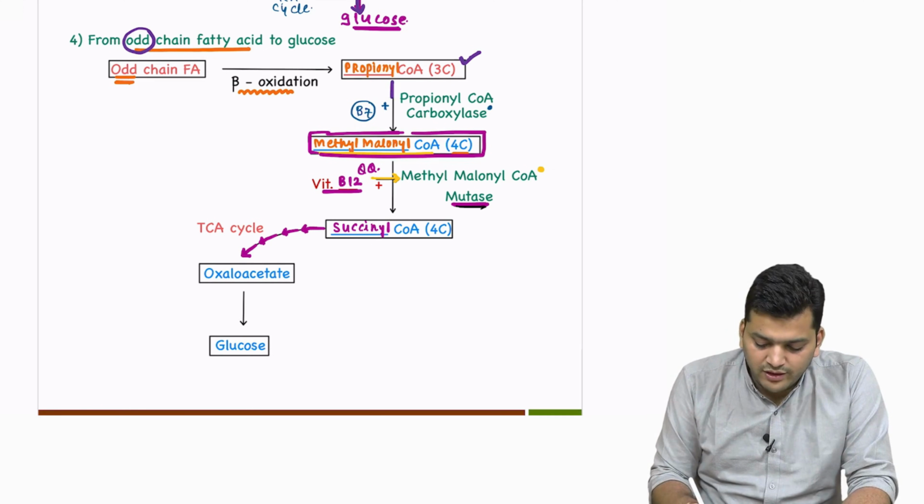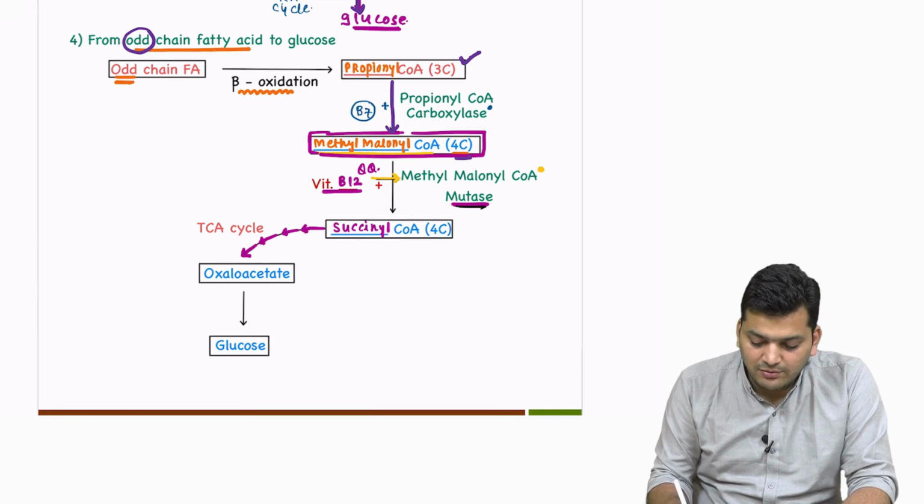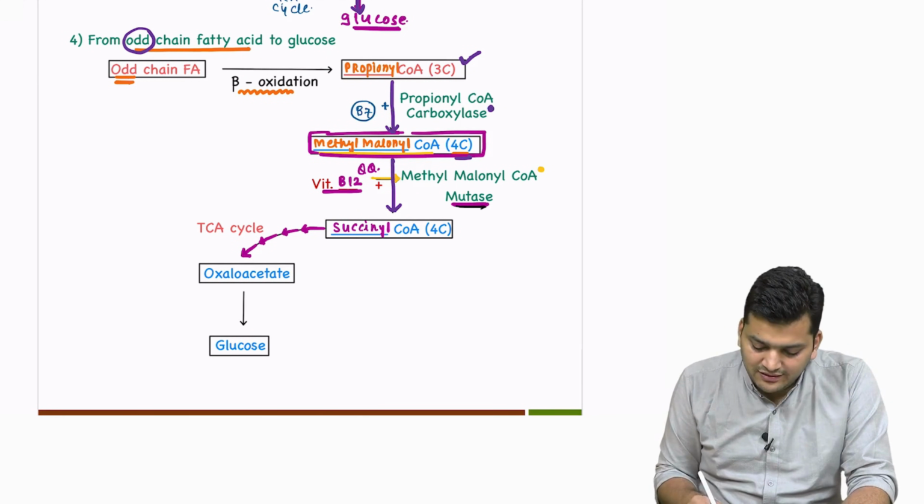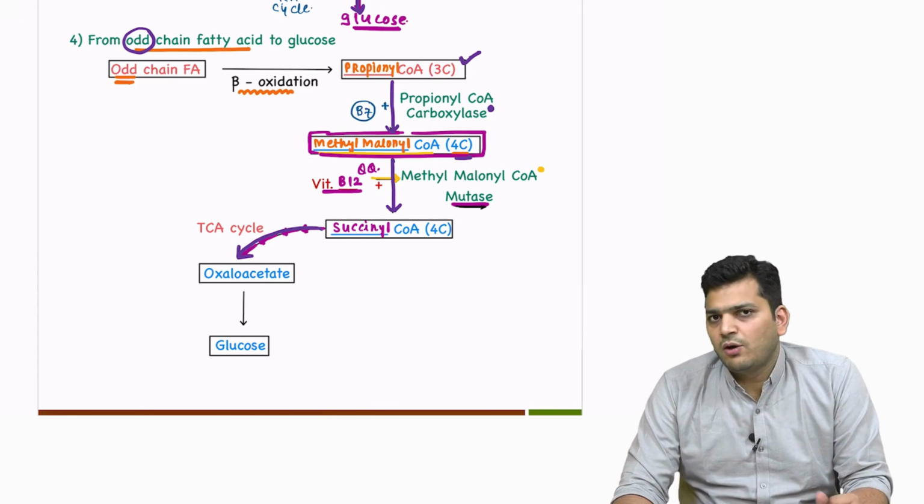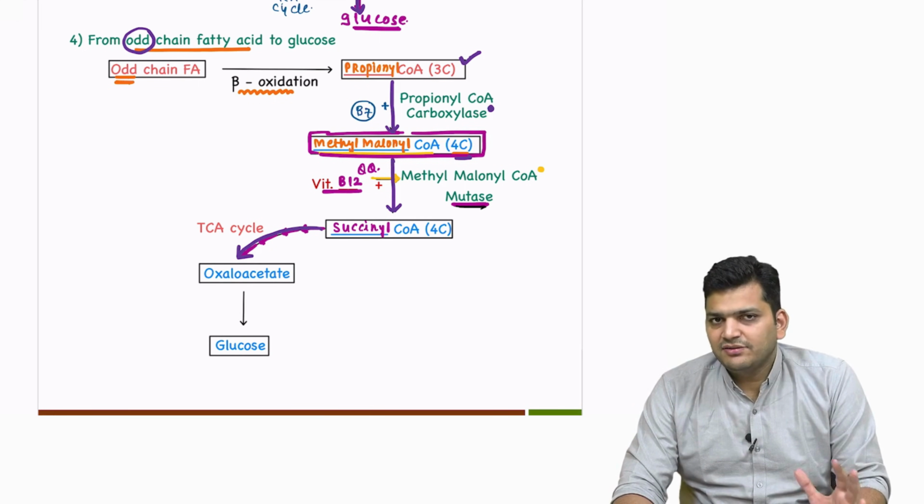This propionyl-CoA can convert into methylmalonyl-CoA, 3 carbon converting into 4 carbon, so the name of the enzyme is carboxylase. This methylmalonyl-CoA can convert into succinyl-CoA, and then the succinyl-CoA can convert into oxaloacetate, and we know that from oxaloacetate how to make the glucose. So from fatty acids, particularly the odd chain fatty acid, we can make glucose. What is the important MCQ from here?